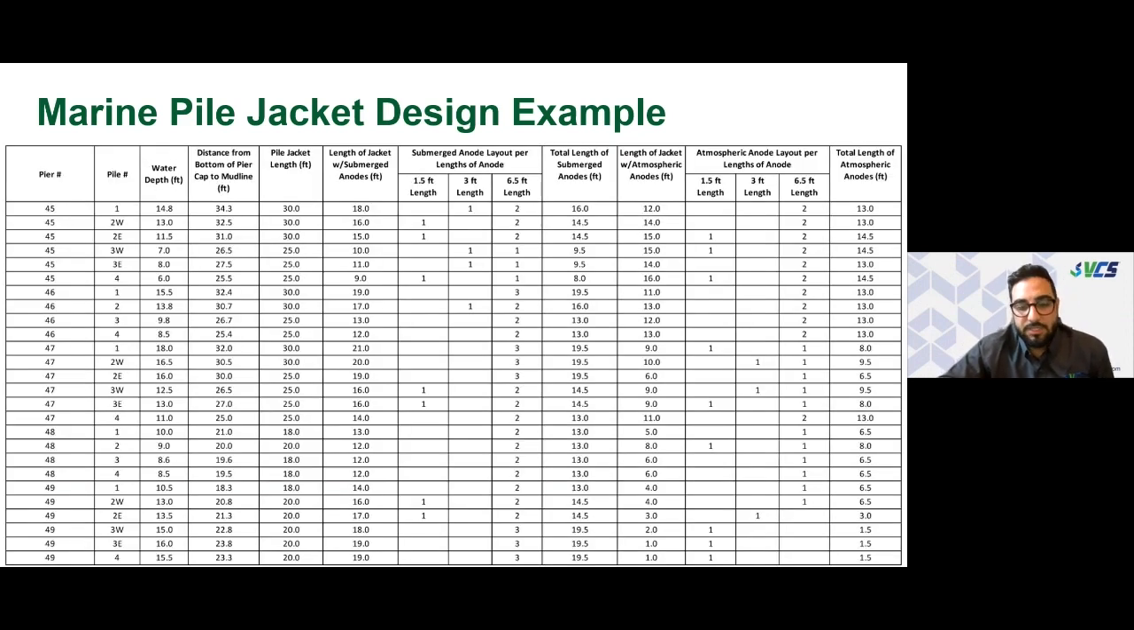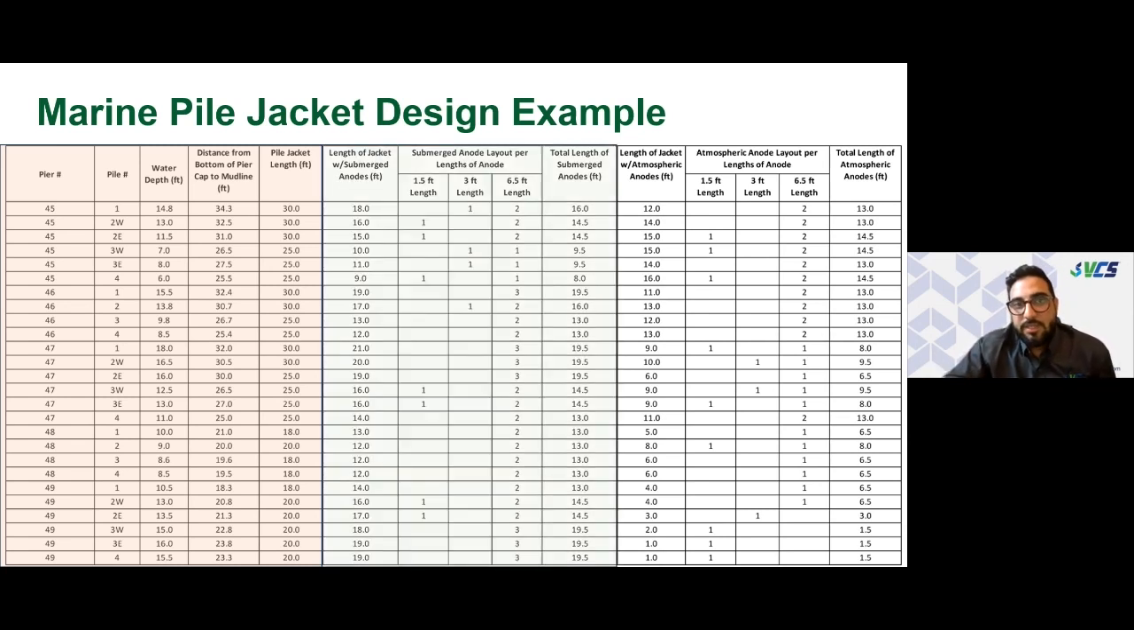And so here's a project example where we did some marine pile jacket designs, and in the highlighted orange section, we have all the different pier numbers in the first column. Then the second column are all the pile ID numbers. Each pile was exposed to different water depths, and so the jacket lengths are varying. So we're able to break that down in our bid documents for the contractor and the owner to really be able to digest it all.